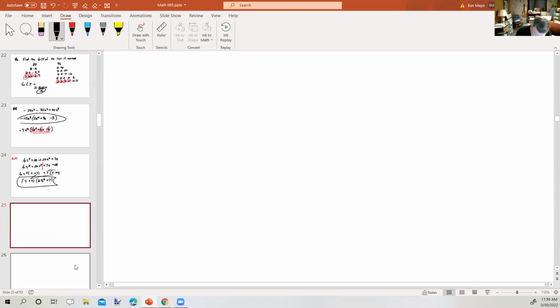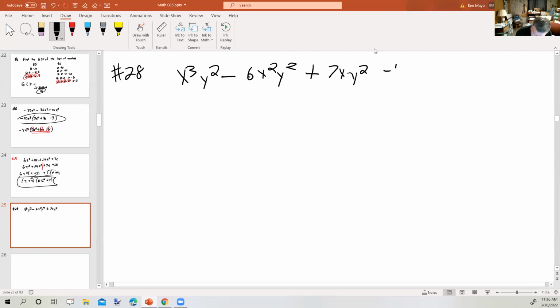Okay. Number 28, factor by grouping. Remember to factor out the GCF first. x cubed y squared minus 6x squared y squared plus 7xy squared minus 42y squared. Okay, I see that I can take a y squared out of everything. So I'm going to do that.